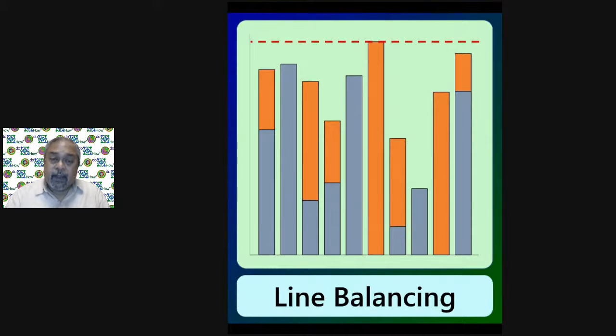Now comes the next level. Once you have done that, use the post-its. That is very simple. Cut the post-its to the scale, and then try to shift them to the different stations. As you do that, you will be in a position to get a better matched cycle time.